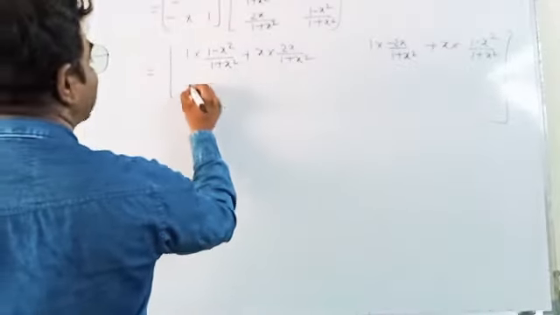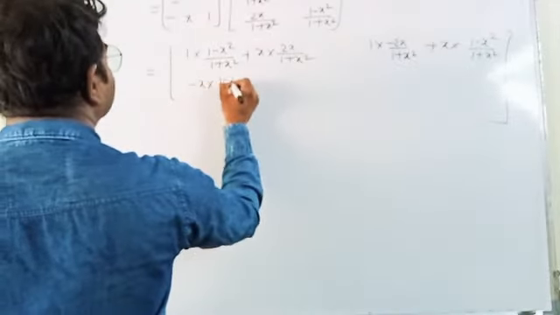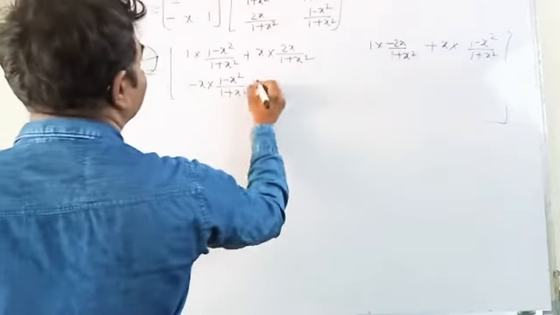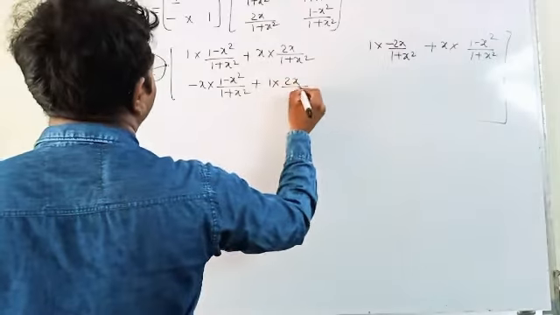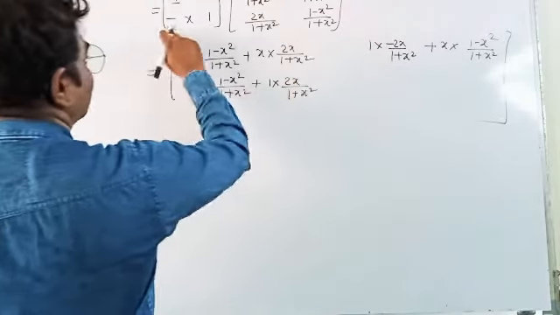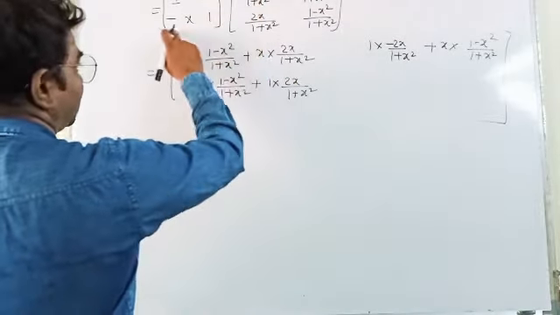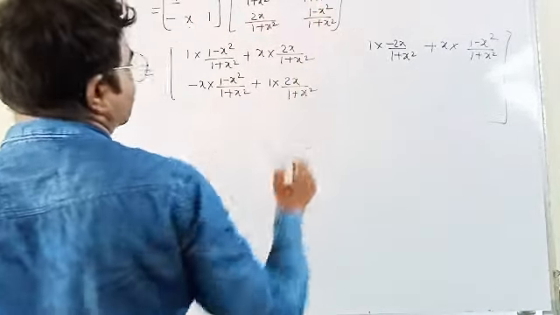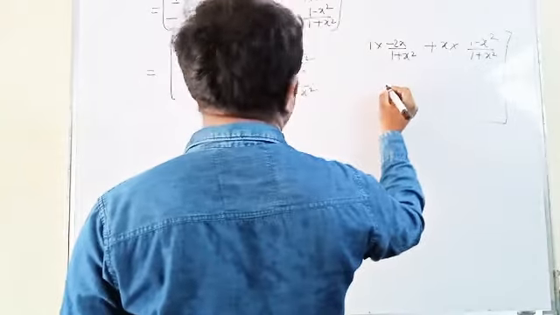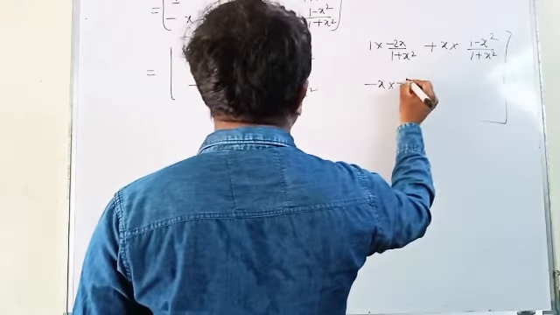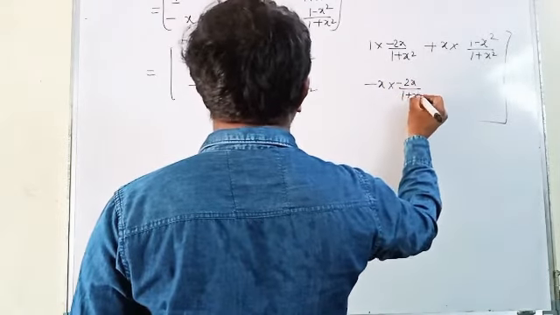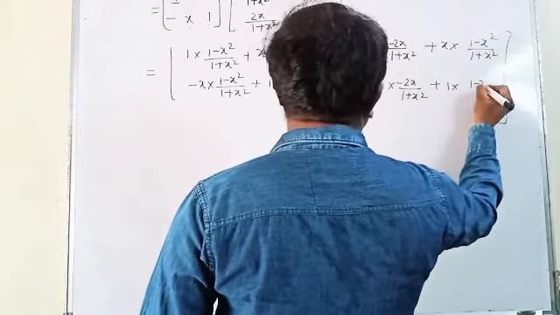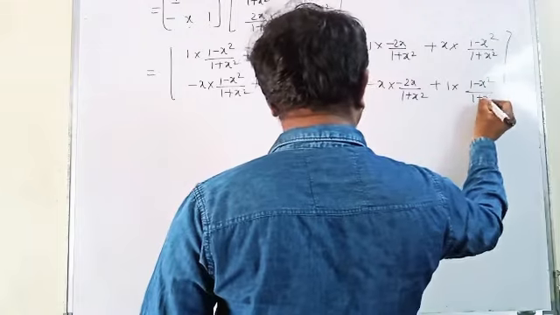Here minus x multiplies with 1 minus x square upon 1 plus x square. Now this 1 will be multiplied with 2x upon 1 plus x square. First row multiplies with first column, then first row multiplies with second column. So the first element of the second column, sorry, minus x will be multiplied with minus 2x upon 1 plus x square. Then 1 will be multiplied with 1 minus x square upon 1 plus x square.